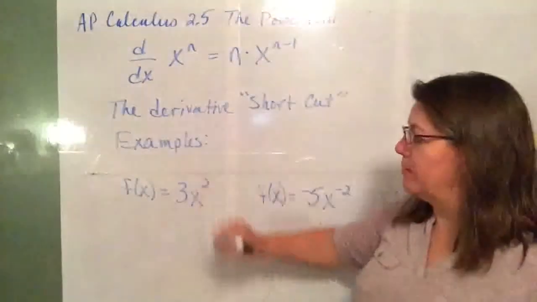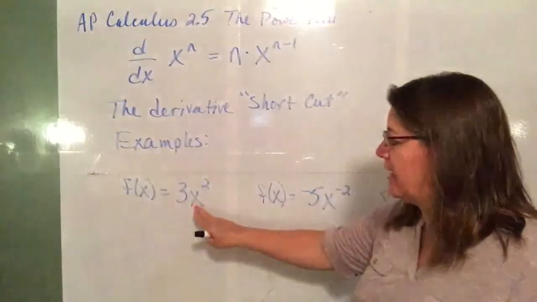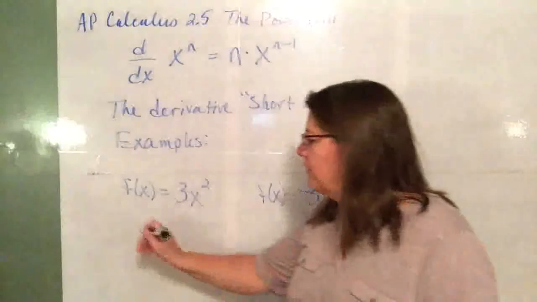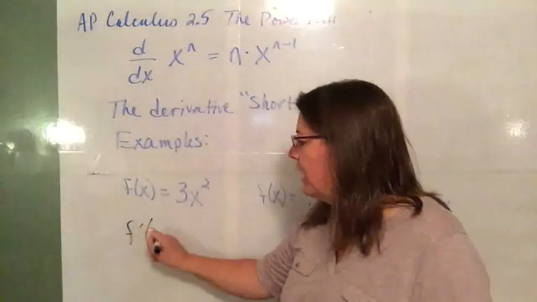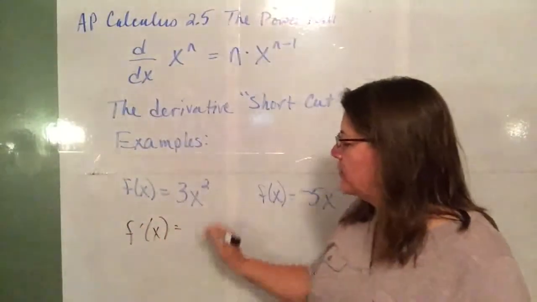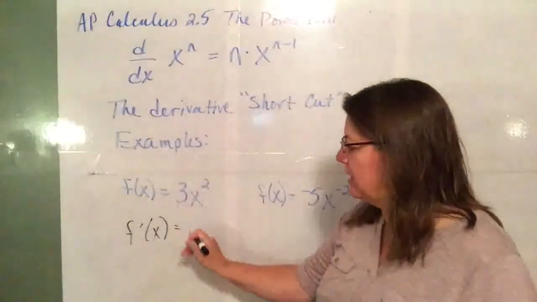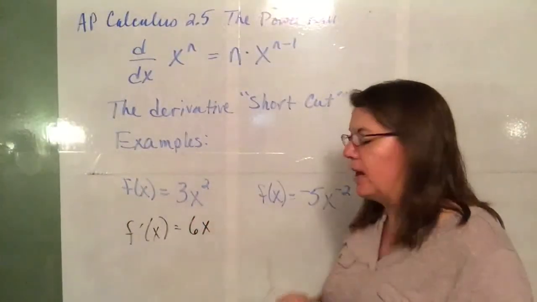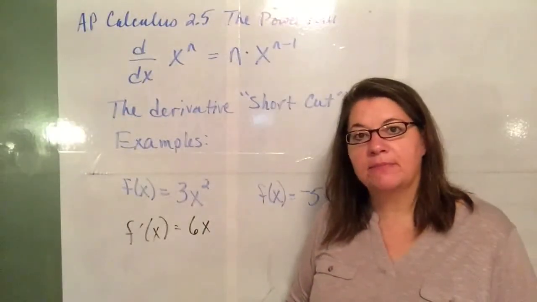Okay, so some examples. f of x equals 3x squared. I want you to find the derivative of that. So they're asking us to find f prime of x. To do that, I'm going to take the 2 times 3, which is 6. I keep the x, decrease the power by 1, so it would just be 6x.